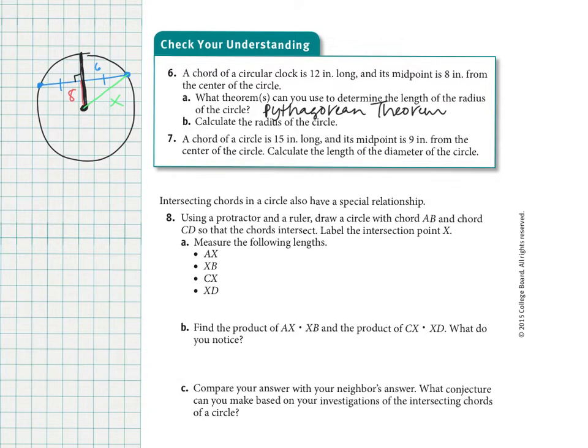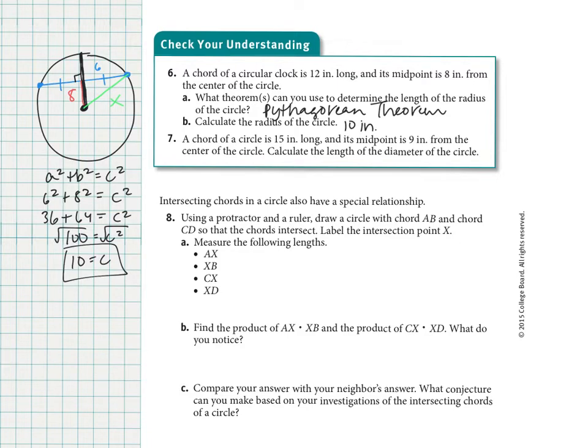Looking at this, we now want to calculate the radius of our circle. So let's go off to the side and do our Pythagorean theorem. We have a squared plus b squared equals c squared. So we're going to have 6 squared plus 8 squared equals c squared. So 36 plus 64 equals c squared. That gives us 100 equals c squared. When we take the square root, boom, we get 10 inches. So that's what we're going to put as the radius of our circle. It's going to be 10 inches.